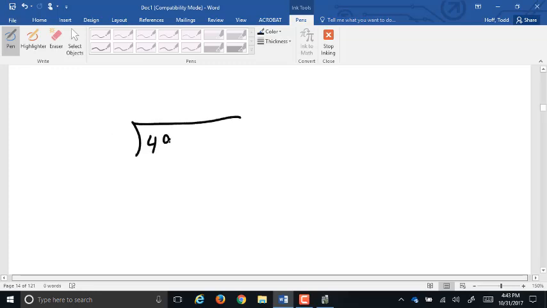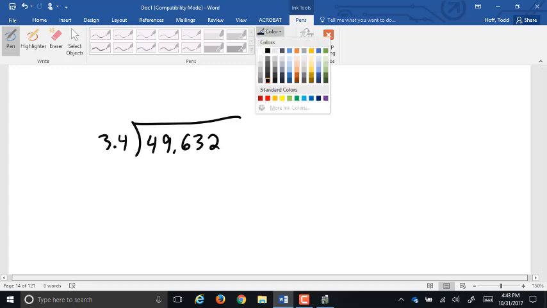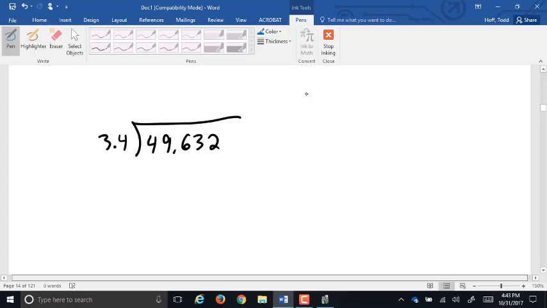So if I have 49.632 divided by 3.4. To divide by a decimal, what have you been taught to do? Move the decimal. You're taught to move this over, get rid of it here. Once we move that, what else do we have to do? Yeah, move the other decimal the same distance.